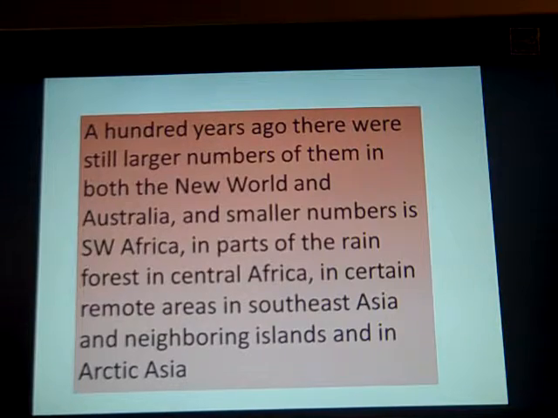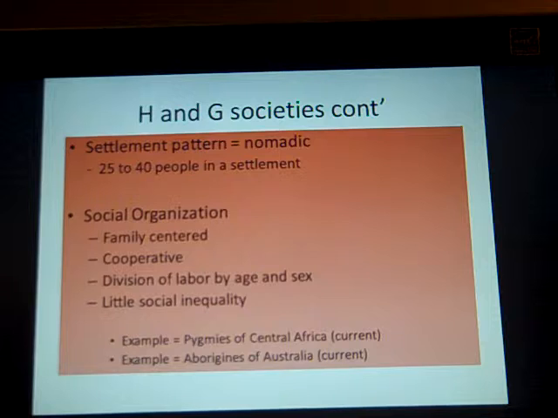100 years ago, there were still larger numbers of hunting and gathering societies, both in the New World and in Australia, and smaller numbers in southwestern Africa, in parts of the rainforest in Central Africa, in certain remote areas in the southeast of Asia, and neighboring islands in Arctic Asia. This slide you do have. And a few things to fill in.